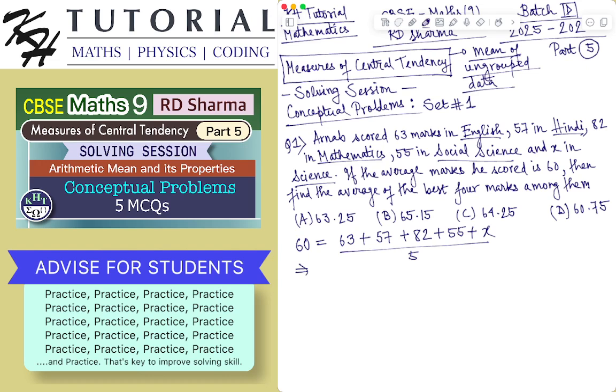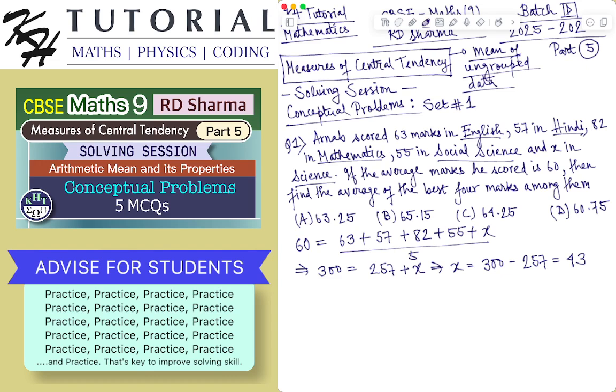So doing cross multiplication, we have 300 is equal to the sum. Let me quickly calculate it. 63 plus 57 plus 82 plus 55 is 257. So we have 257 plus X. So this implies X is equal to 300 minus 257, which is 43. So 43 is the marks obtained in science.